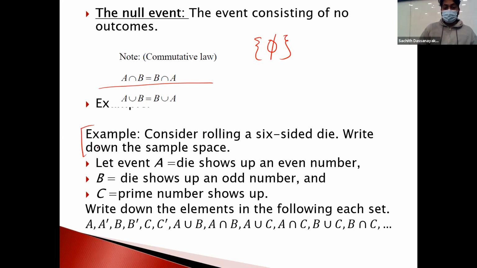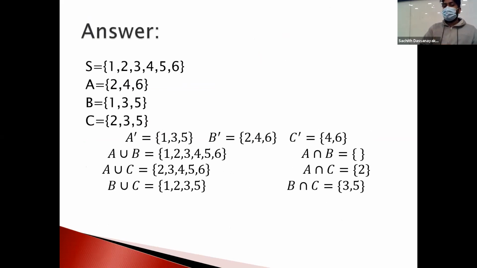Let's consider this example. Consider rolling a 6-sided die. A is the die shows an even number, B odd numbers, C prime numbers. This is the sample space for one die, just one. So A is the even numbers, B odd numbers, C prime numbers, right? So you have to mention them like a set. What is A dash? Everything except A. Same here, A union B means even numbers and odd numbers. So this one.